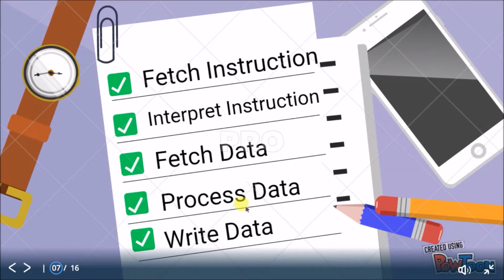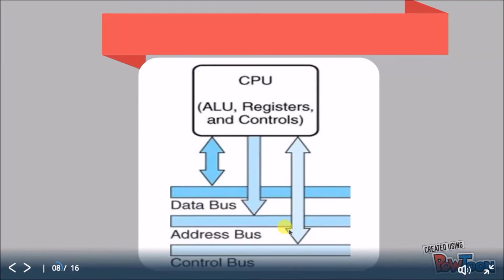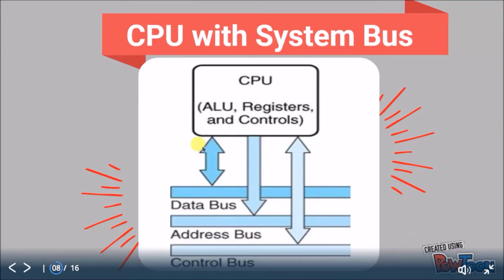So, to do all these things, the processor needs a small internal memory to store some data temporarily. Okay, next. This figure shows the connection between the CPU and system bus. The system bus consists of control bus, address bus and data bus. In the CPU, there are 3 components which are ALU, register and control unit.